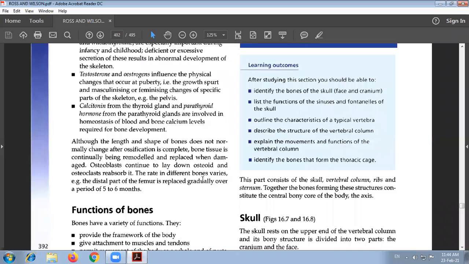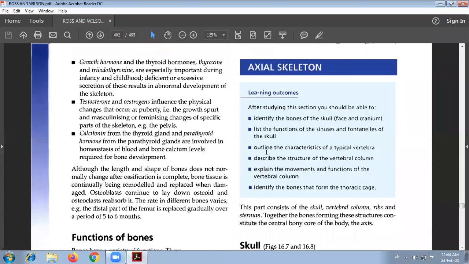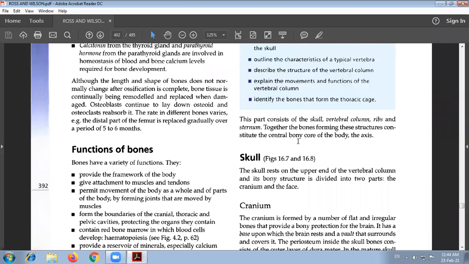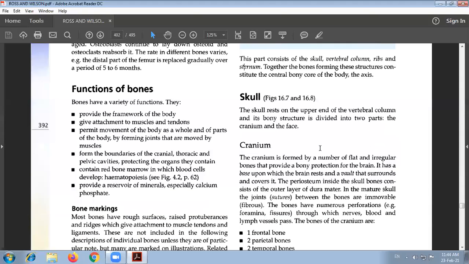So the axial skeleton consists of the skull, vertebral column, ribs, and the sternum. Together, the bones forming these structures constitute the central bony part of our body, that is the axis. So it is named the axial skeleton. So the skull, in the practical, we will have this. So remember this: the skull rests on the upper end of the vertebral column, and it's a bony structure.